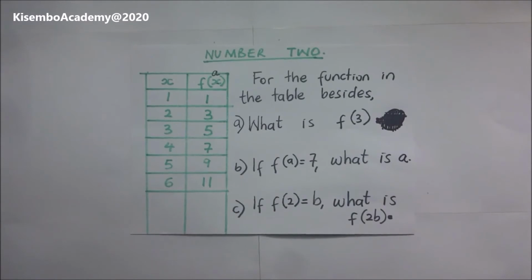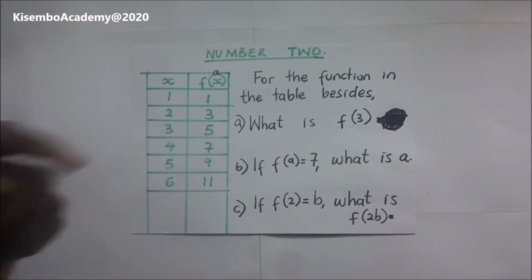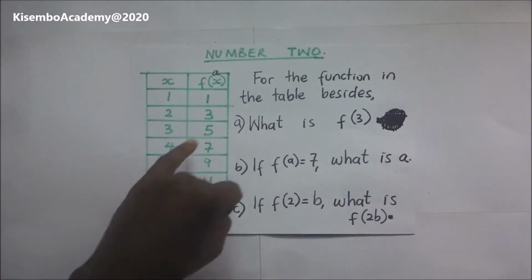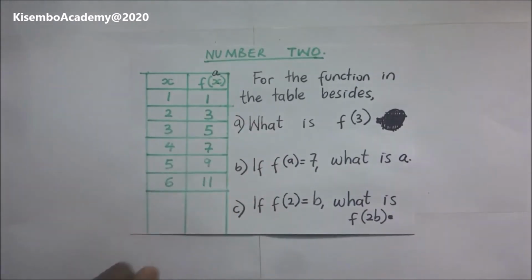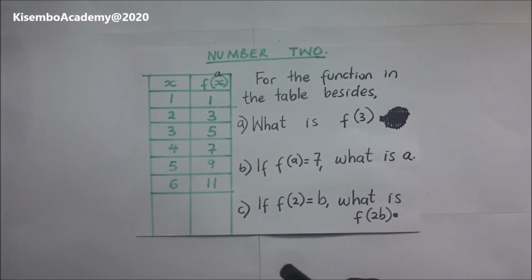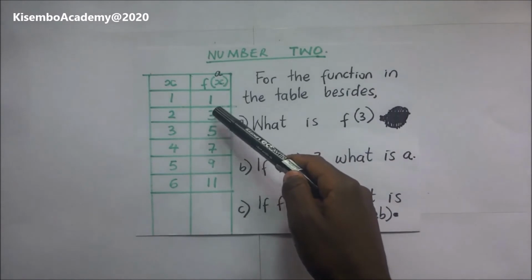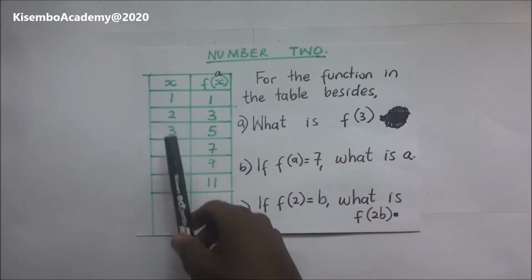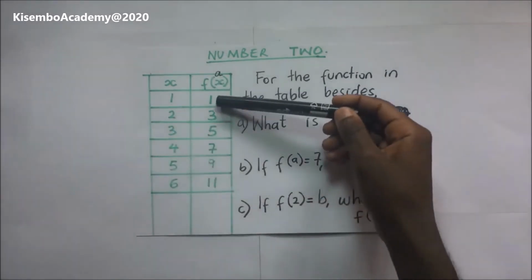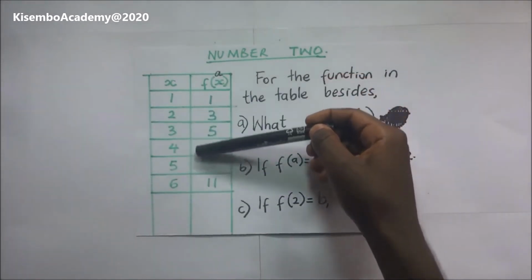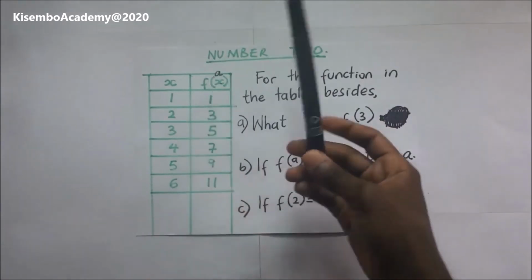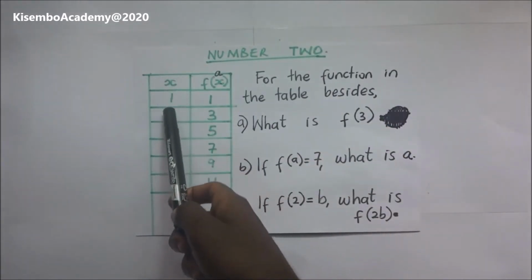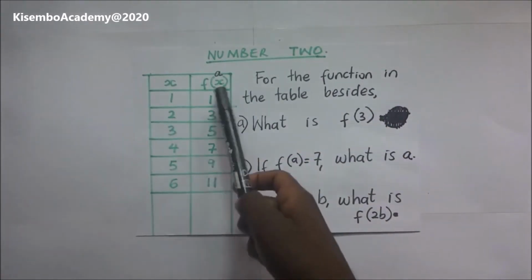Now in our number 2, we have a table that is giving us values of x and then the values of f of x. The values of f of x in this case are 1, 3, 5, 7, 9 and 11. It means that when we plug in these values of x in this function, we are able to get these as our answers. These are the values of f of x, or if this is the value of x, this is the corresponding value of y.